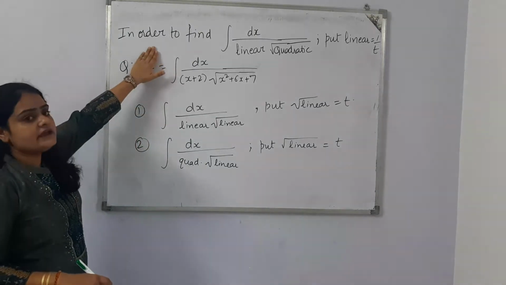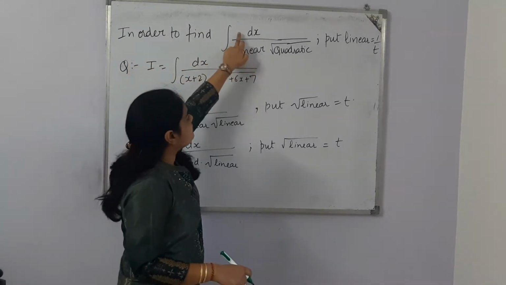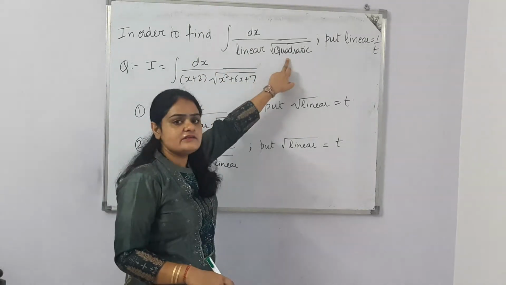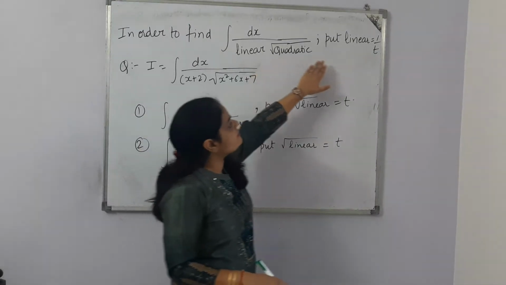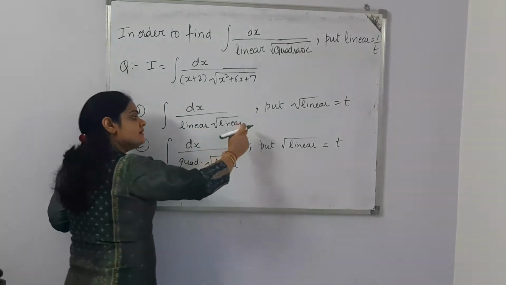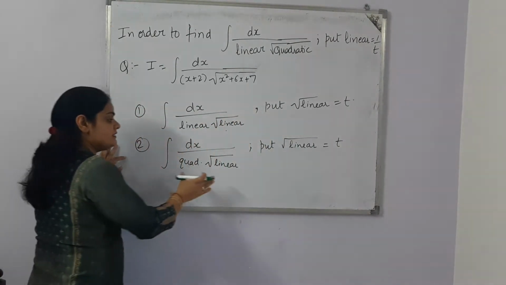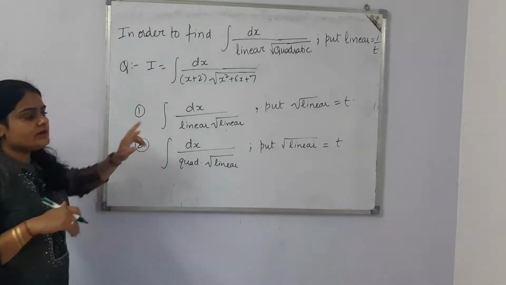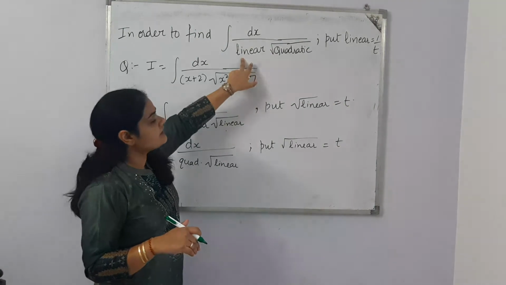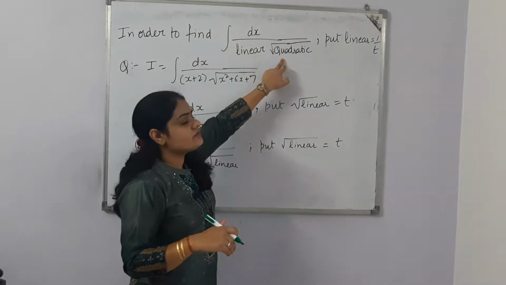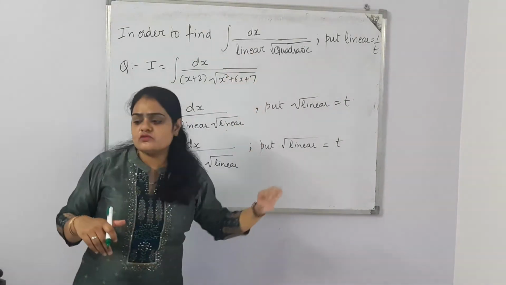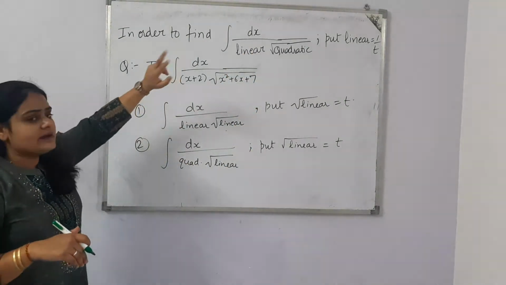Now the third criteria is whenever we have a constant in the numerator and in the denominator there is a linear function, and inside the root there is a quadratic function. In this case we'll substitute linear equals 1 by t. So in the first part we substitute the linear under the root equals t, in the second part also the linear under the root equals t. But in the third case there was no linear function inside the root. There was a linear function outside the root, and a quadratic function inside the root. So we'll substitute linear equals 1 by t. Let's do one question depending upon this pattern.